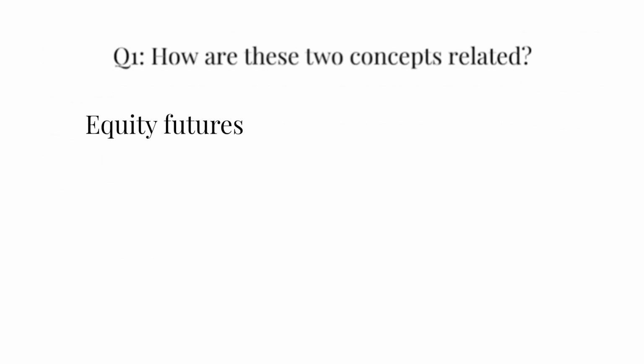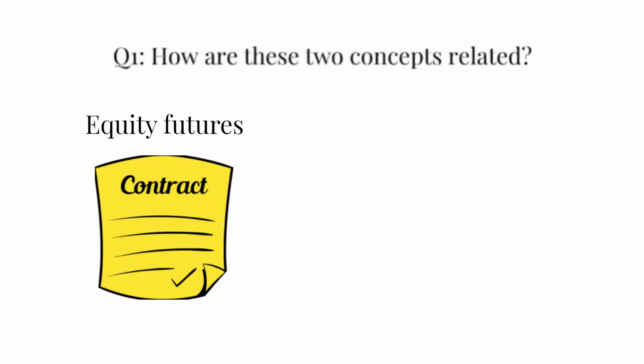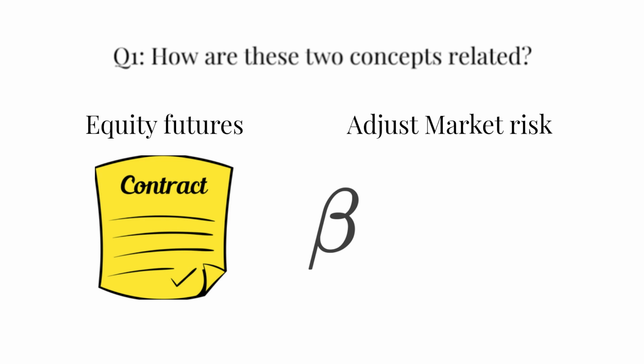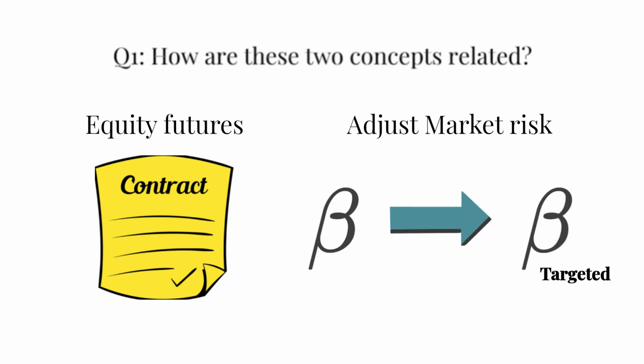Equity futures are standardized contracts that give the investor an obligation to buy stocks at a certain price in the future. The holders of future contracts are exposed to market risk because they must buy stocks in the future at a fixed price. This market risk is denoted by the Greek symbol beta. Equity futures can be used to adjust this market risk to the target level.